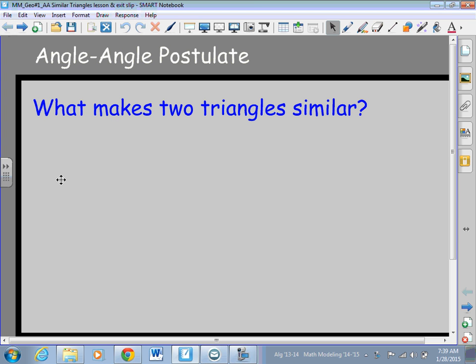I'd like for you to take a couple seconds here and think about what would make two triangles similar. What does similarity or similar triangles really mean? Go ahead and pause the video and jot some ideas down.